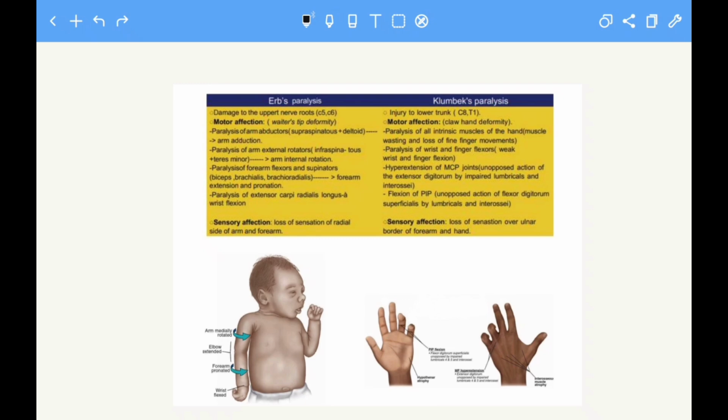Okay, what will happen if there is affection of the brachial plexus? When there is affection of the brachial plexus, we get a lot of lesions. The most common lesions are Erb's paralysis or Erb's palsy and Klumpke paralysis. Erb's palsy comes from affection of the upper trunk, and Klumpke paralysis from affection of the lower trunk.